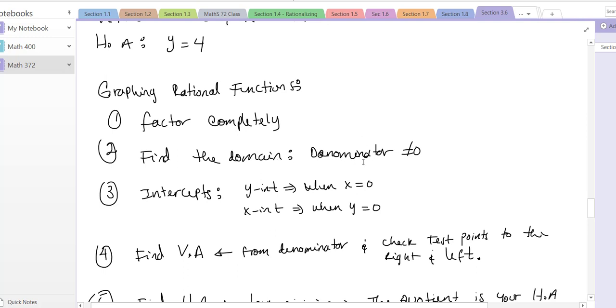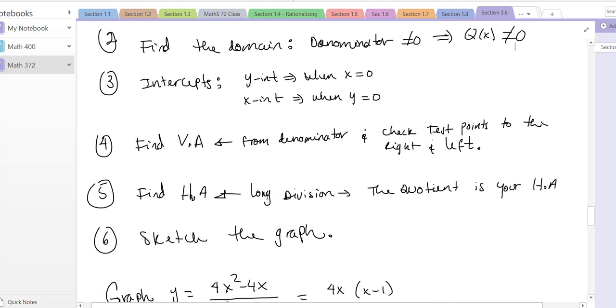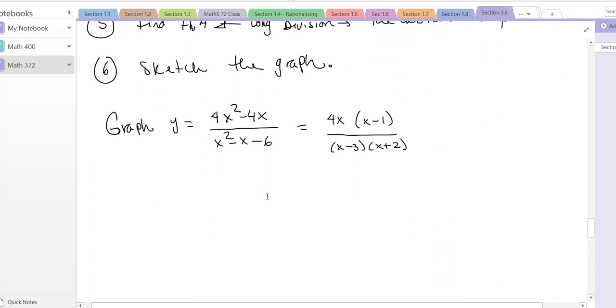So the domain is for a rational function when you have a p of x over q of x. We don't want, for the domain, where q of x cannot be 0. The denominator can't be 0. And then we're going to find our intercepts. So for this function, we already factored completely, so let's find the domain.